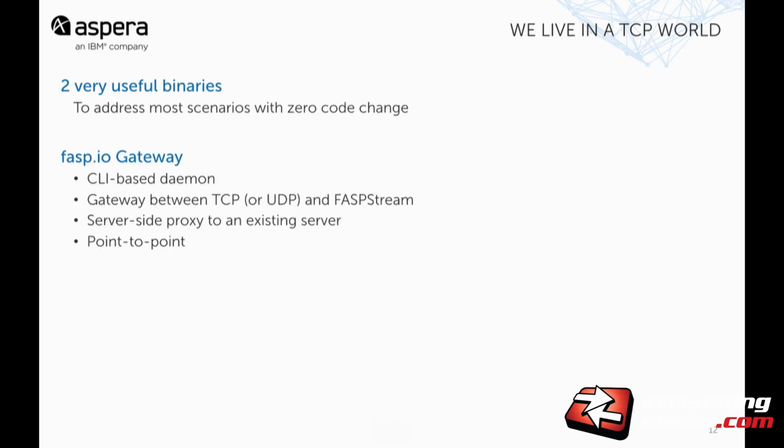So because we live in a TCP world, we're providing you two very useful binaries. One of them is the FastBio Gateway. This gateway is mostly a server-side technology. It's CLI-based. And what it does simply is it translates any FASPStream session into a TCP session or vice versa. So it's just a bridge between the two protocols. And you can stick that in front of a server and basically enable our technology without having to touch your server. It can also run in a point-to-point scenario.